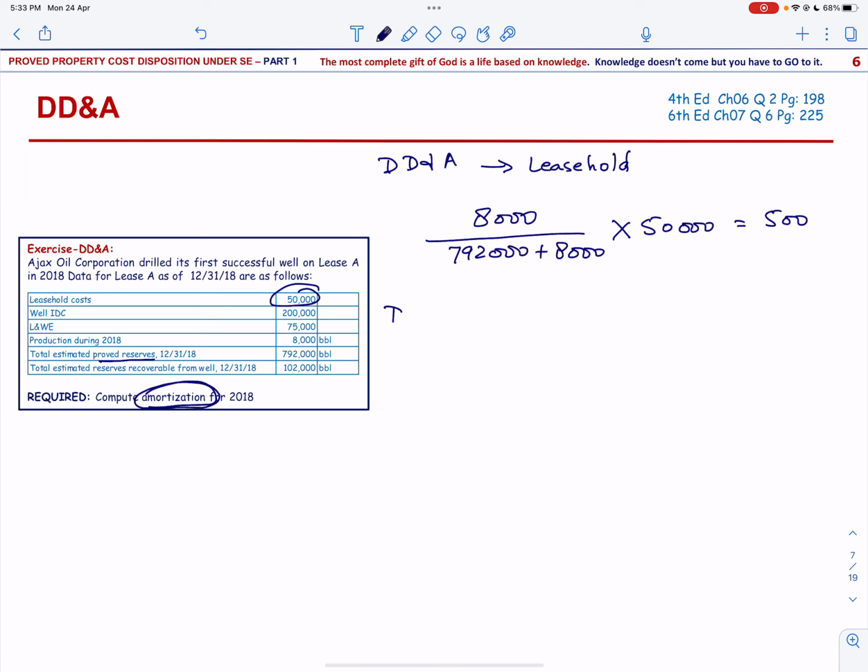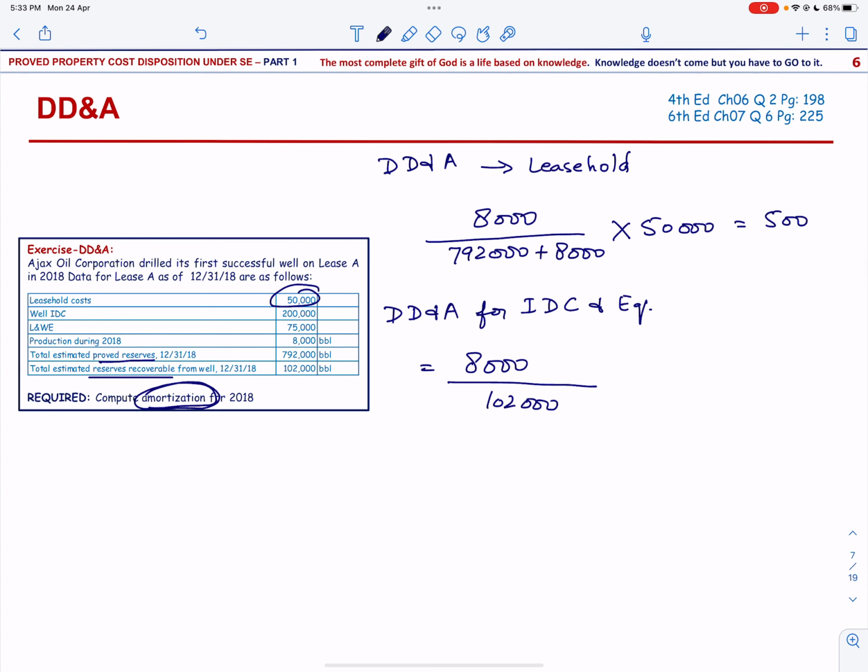Next, we are going to calculate the DD&A for intangible drilling cost and equipment. So the production during the year is 8,000, divided by total estimated reserves recoverable, that is 102,000, and because this is at the end of the year, we are going to add the production, that is 8,000, times the wells and intangible drilling cost and lease and well equipment, that is 275,000. So this is equal to 20,000.